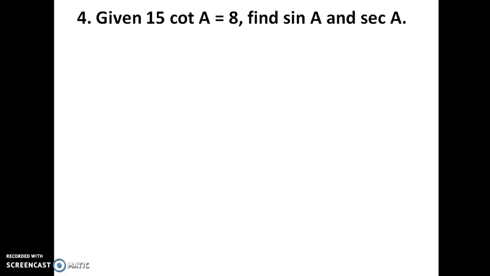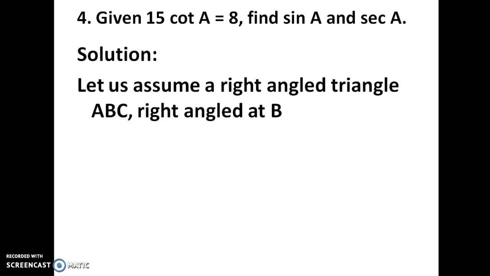Fourth problem: given 15 cot A equal to 8, find sin A and secant A. So it is given. What is given? It is 15 cot A equal to 8. With this we have to find out.